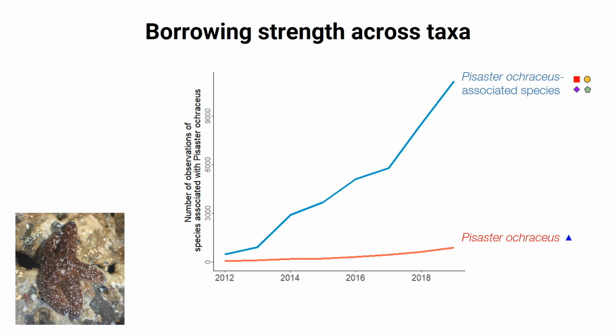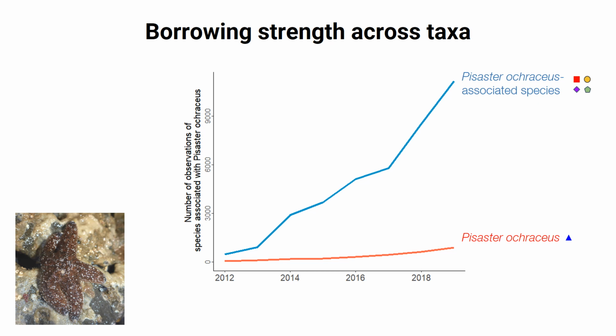For instance, let's say we're interested in the population trend of the ochre sea star Pisaster ochraceus. As expected, given the increase in observers and observations over time on iNaturalist, the number of observations for the species, in red here, is increasing monotonically and does not reflect the species' ecological process.